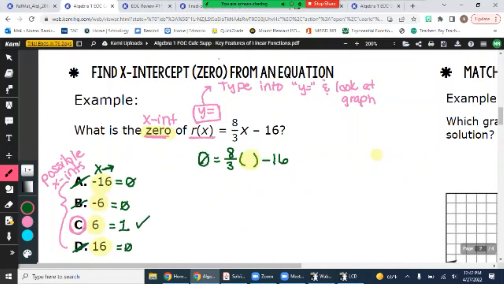And I'm showing you both ways once again, because even though this exact problem is very easy because it's already solved for y, you could run into a situation where you have an equation that's not. Okay. Moving on. Questions on this one? All right.